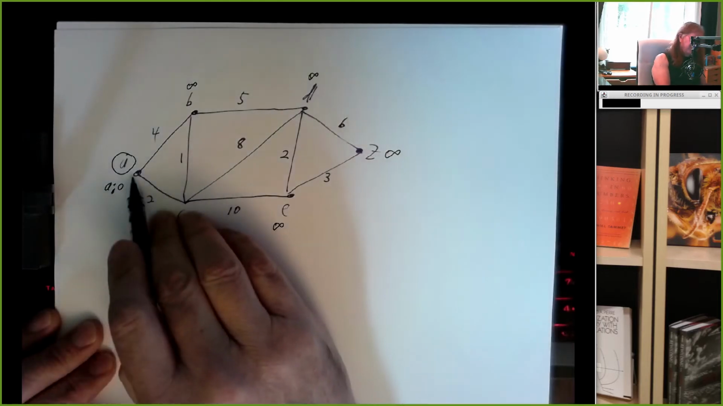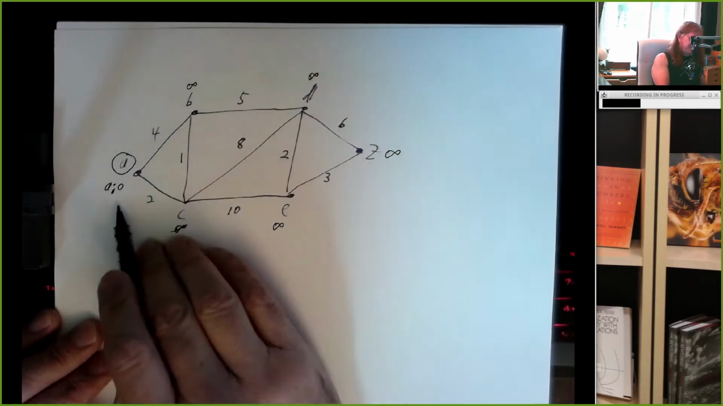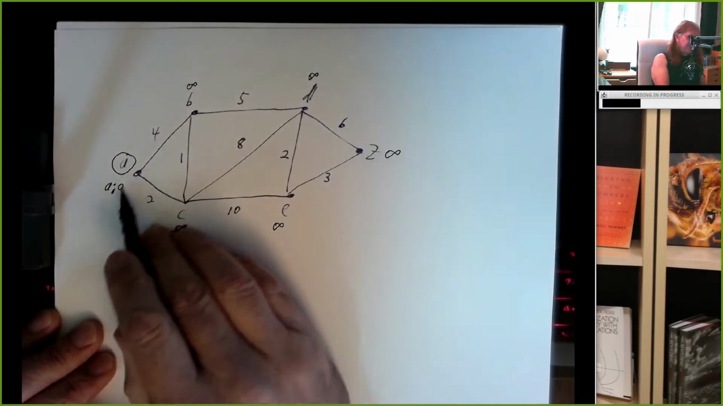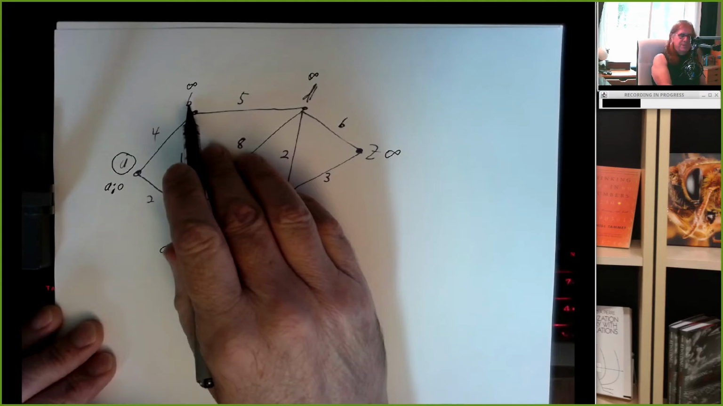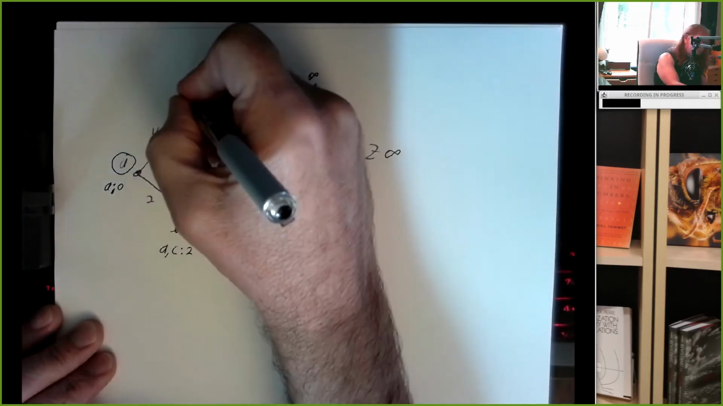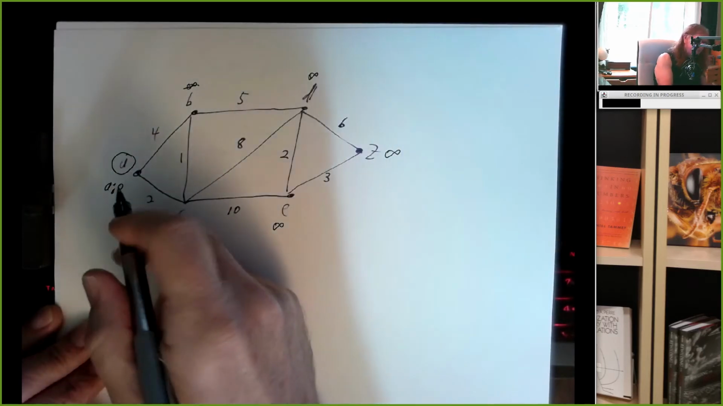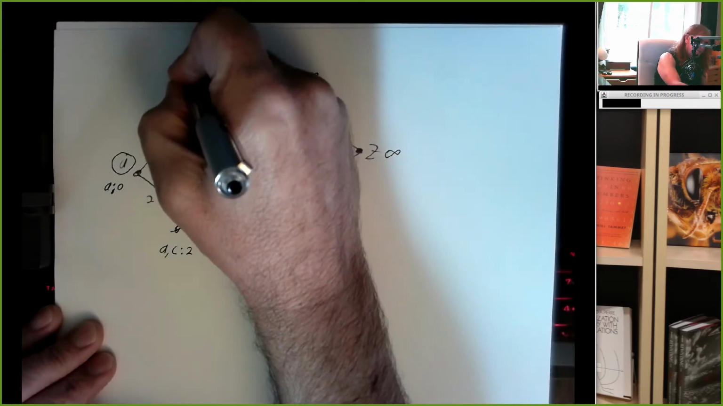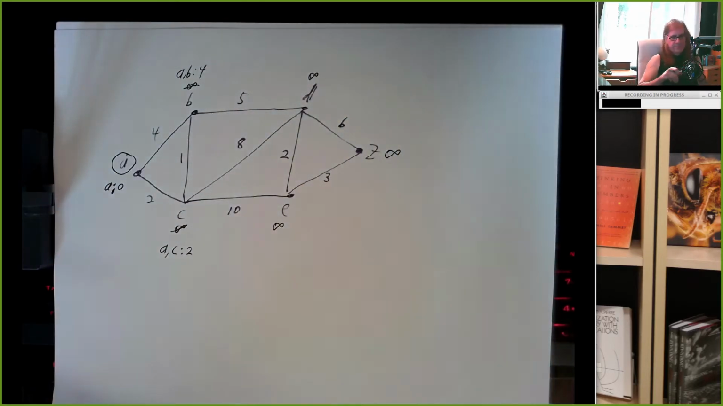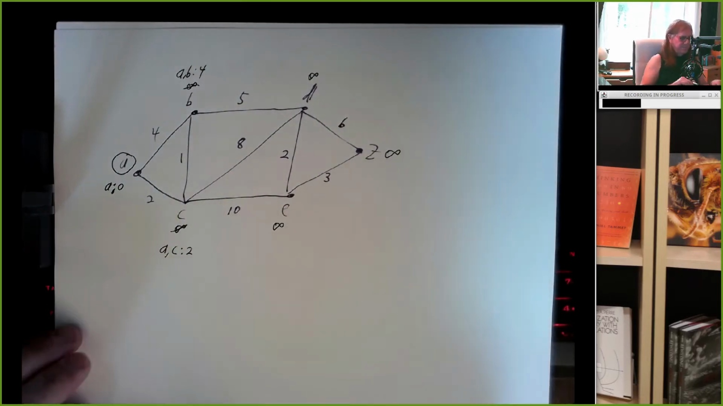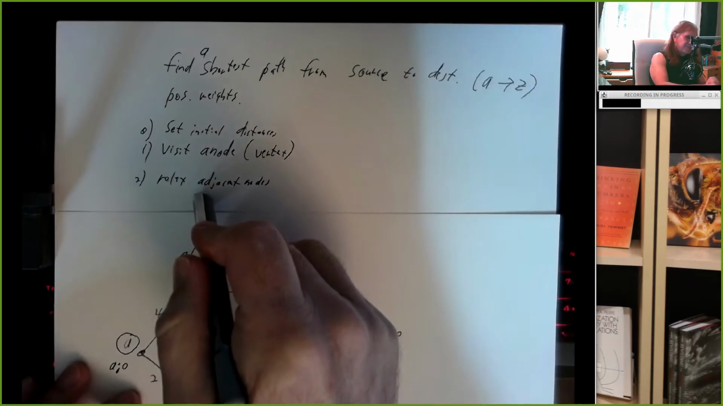Similarly, from node A, there's an edge connecting me to B. Since the distance to A is 0 and the edge from A to B is 4, I can get to node B with a distance of 4. 4 is better than infinity, so I'm going to get rid of that infinity. I'm going to say, hey, if I go A and B, that's a distance of 4. Those are the only vertices connected to A. So that's the end of the relaxation step.